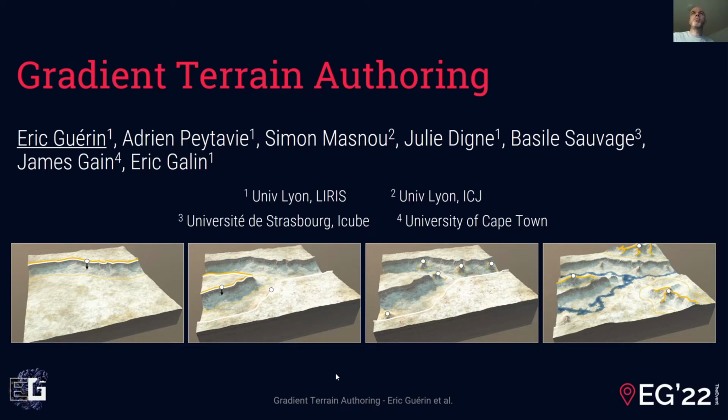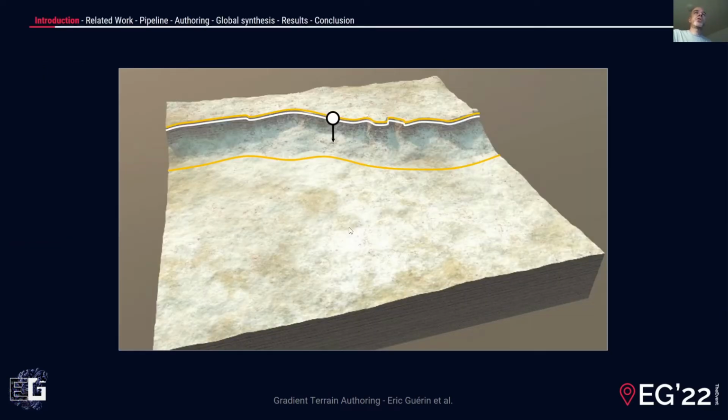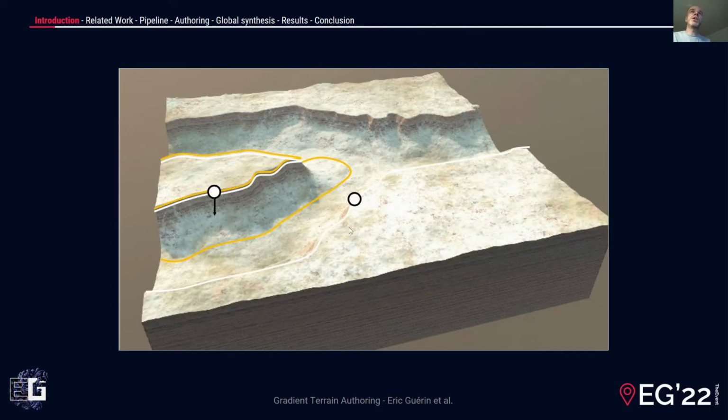In this video, I will present the gradient terrain authoring, a new framework for editing terrains. This is a joint work with the University of Cape Town, Strasbourg, and Lyon. This framework allows the authoring of the terrain effortlessly. We depart from the standard elevation representation of digital terrains in favor of its gradient. From a few user strokes, the user can instantly obtain landform features in an intuitive manner.